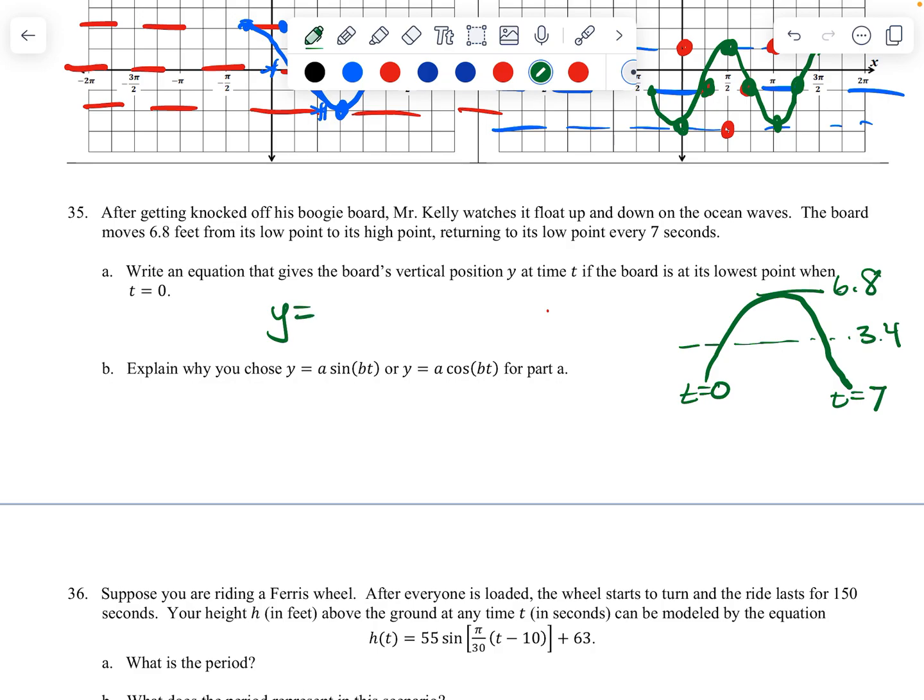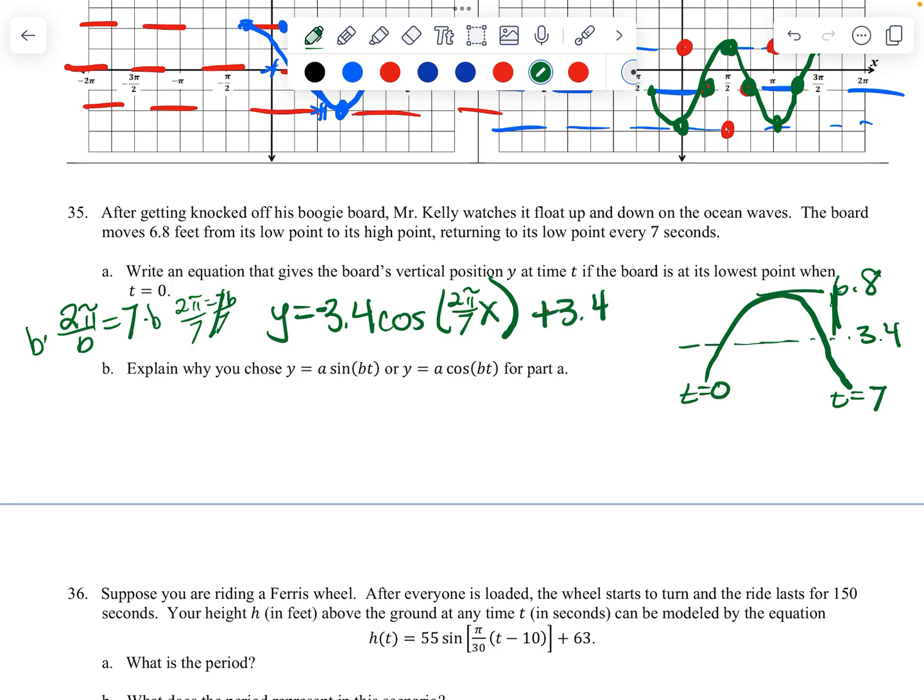So y equals, what's our amplitude, is 3.4. The sine, and starts low, so I could actually make this a cosine, right? Because it's starting low, and that would be a negative cosine. Our period is 7, so 2 pi over b equals 7. 2 pi equals 7b. So we'd have 2 pi over 7x. And our vertical shift plus 3.4. So explain why you chose that. I chose a cosine because it started low.